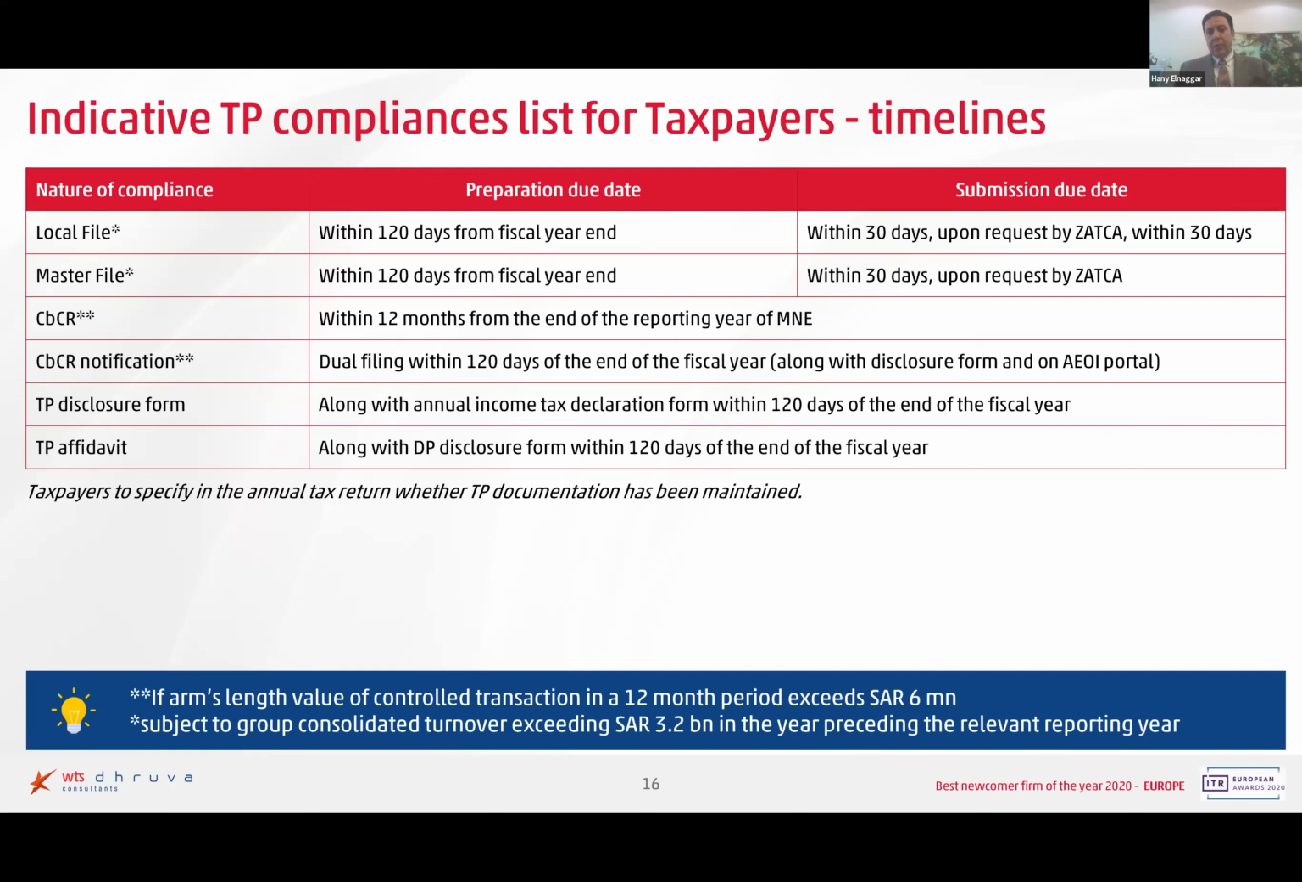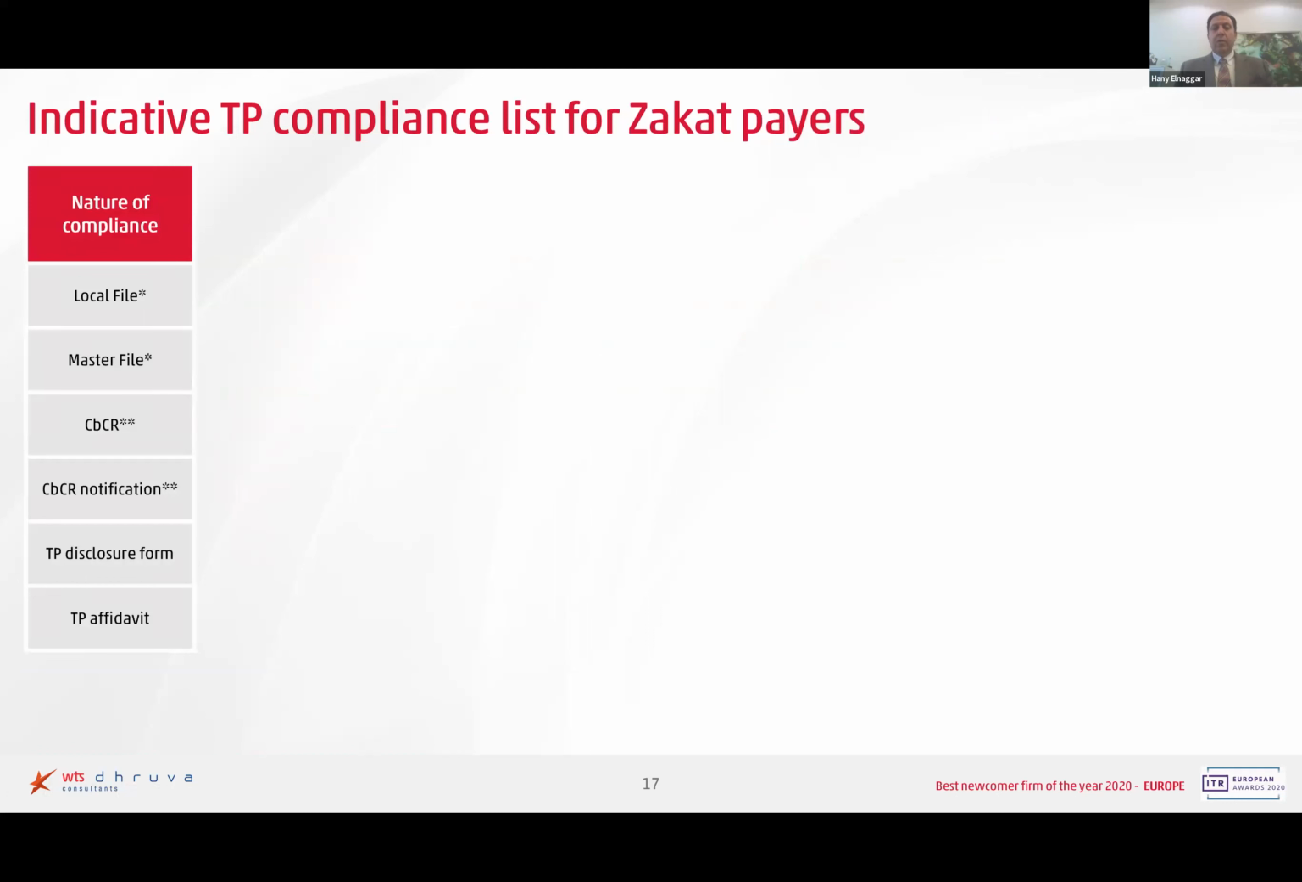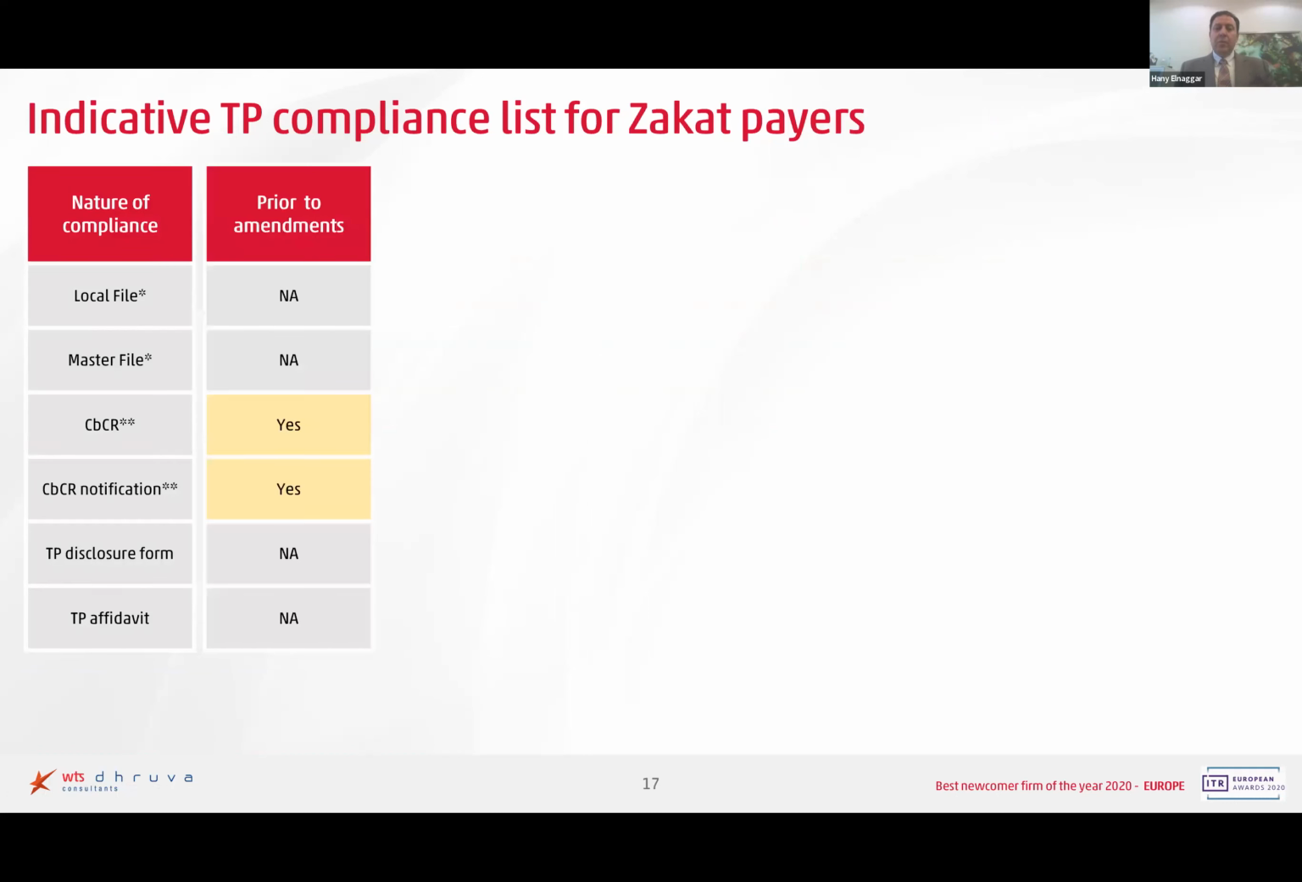If you go for submission due dates, the local file and master file will be within 30 days upon request by ZATCA. Okay. Of course, the taxpayer needs to specify in the annual tax return whether the TP documentation has to be maintained, on the tax declaration itself, and needs to sign and confirm that the documentation is already in place and maintained. Okay, please. Yeah. Okay. Let's go to the KPR now, which is already covered under the new changes in KSA.